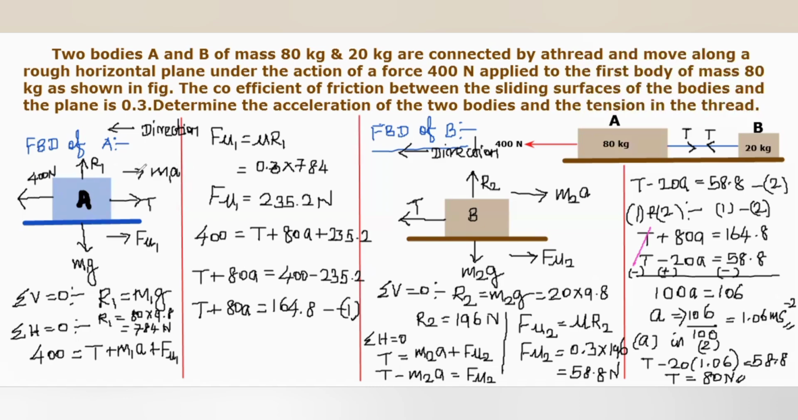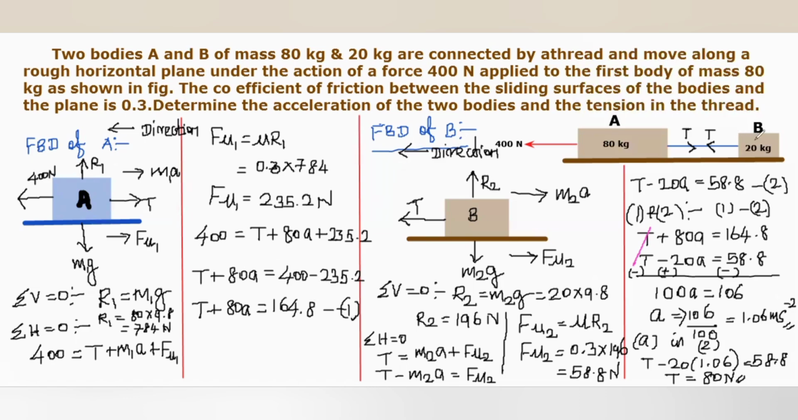The other forces are the inertia force M1A, the tension in the string T, and the frictional force on the object A. So everything on the right side: 400 equals T plus M1A plus F mu1. Substitute the calculated values of M1 and F mu1. By simplifying, we get T plus 80A equals 164.8. This is the first equation.